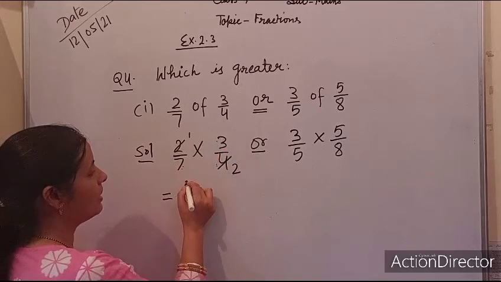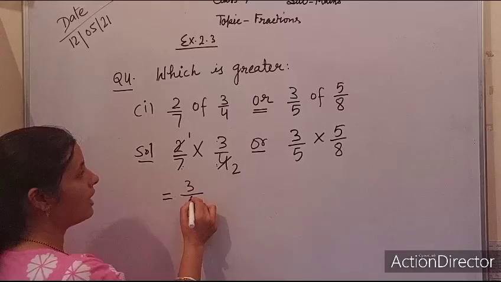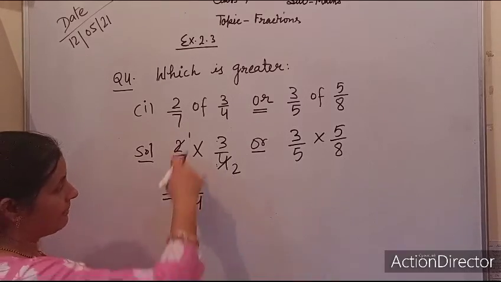1 multiplied by 3, 1 into 3 equals 3. And 7 multiplied by 2, 7 twos are 14.